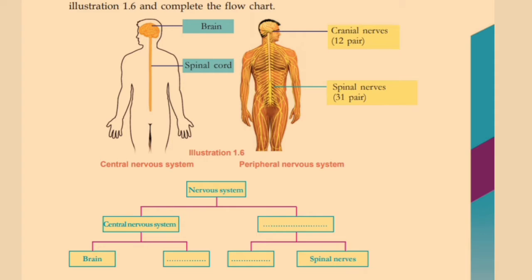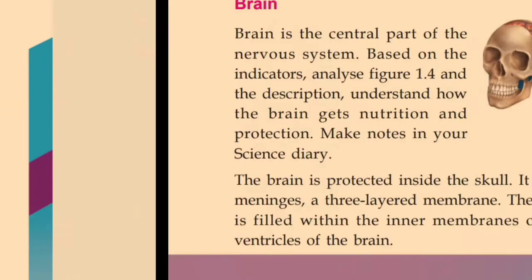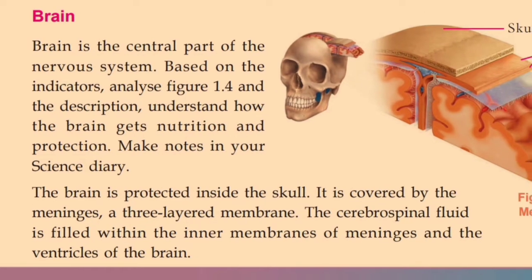The nervous system is comprised of the central nervous system and the peripheral nervous system. The central nervous system is divided into two, consisting of brain and spinal cord. Then the peripheral nervous system consists of 12 pairs of cranial nerves and 31 pairs of spinal nerves. Next, brain in detail. Brain is the central part of the nervous system. This topic includes protection of brain and nourishment of brain.